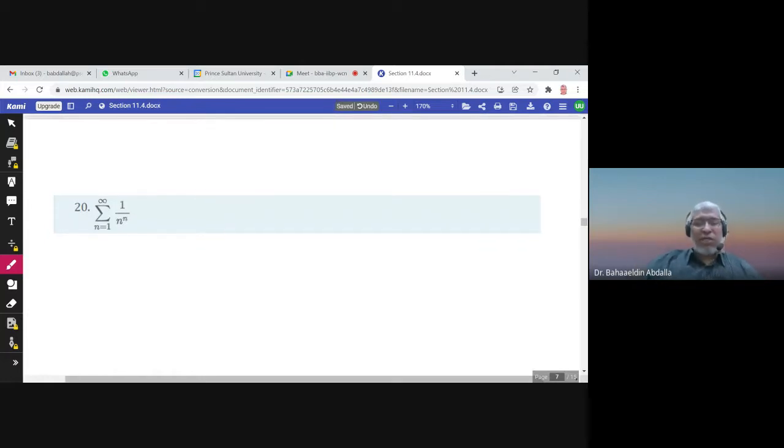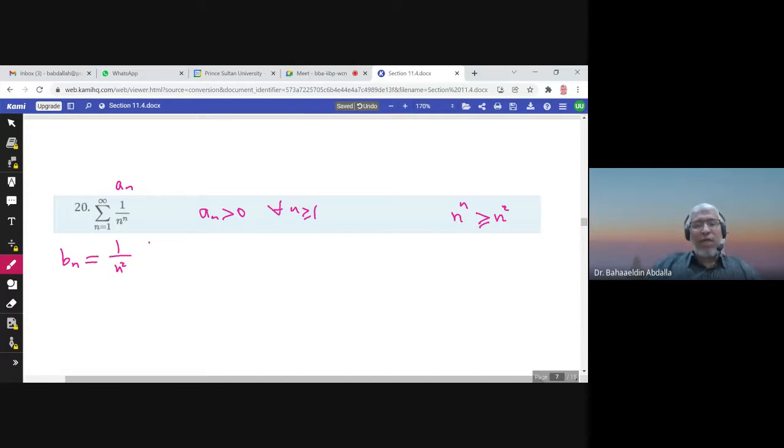Notice here in this exercise, this is an, and an is always positive. And bn here would be 1 over n squared. The reason is that n to the power n is greater than or equal to n to the power 2. If n is 1, 1 to the power 1 is equal to 1 to the power 2. If n is 2, 2 to the power 2 is equal to 2 to the power 2. After that, n to the power n would be greater.